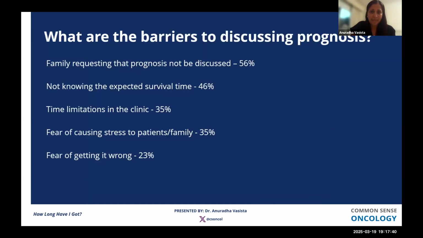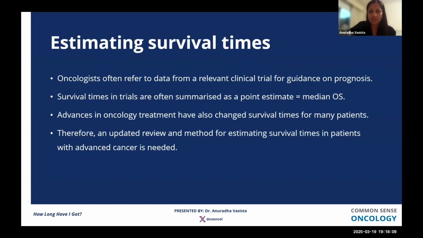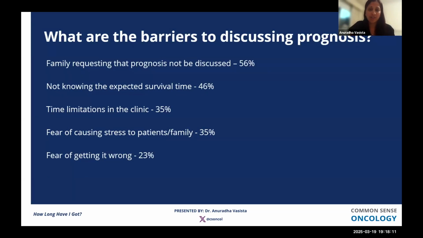So in our study, there were some barriers that were highlighted in terms of what stops us as oncologists from discussing prognosis. Over half, 50%, said that family requesting that prognosis not be discussed was a reason. Not knowing the expected survival time, pressures in the clinic, fear of causing stress to the patient or the family, and also fear of getting it wrong. So they were the main barriers we found in our most recent study looking at this.